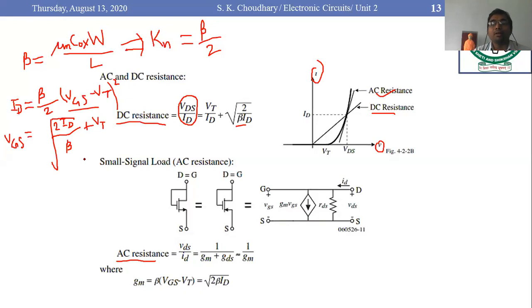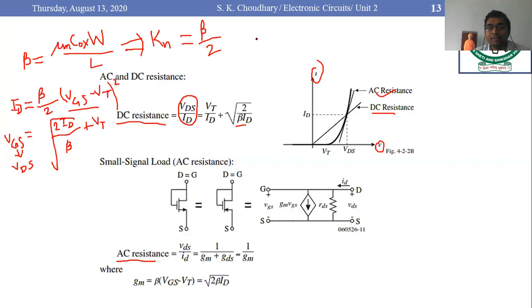Okay. Now, here we know that VGS is nothing but equal to VDS, because we have shorted the gate with the drain. So VGS is equal to VDS, which is equal to the square root of twice ID upon beta plus VT, or VTN, whatever. Now, just put this value into the formula for DC resistance.